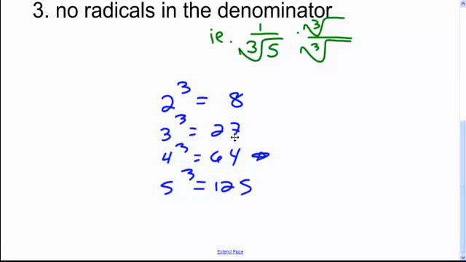So I need to figure out 5 times what number is going to give me one of those. My goal is a perfect cube. I'm not multiplying it by a perfect cube. My result has to be a perfect cube.